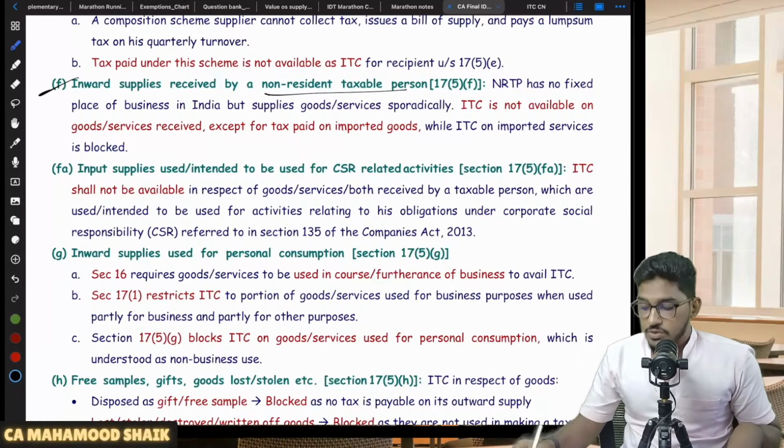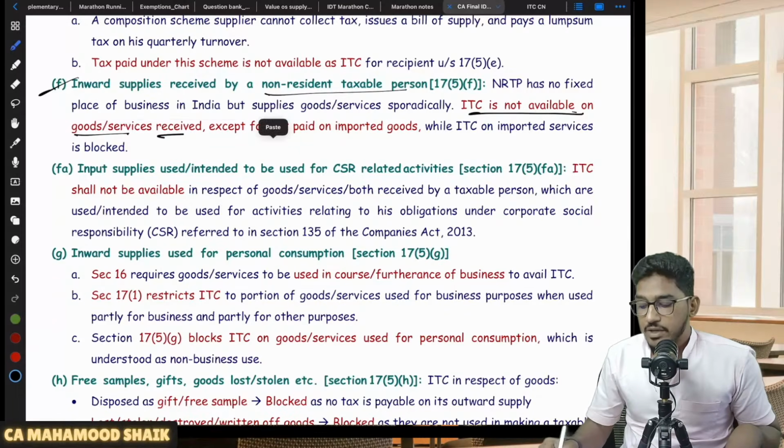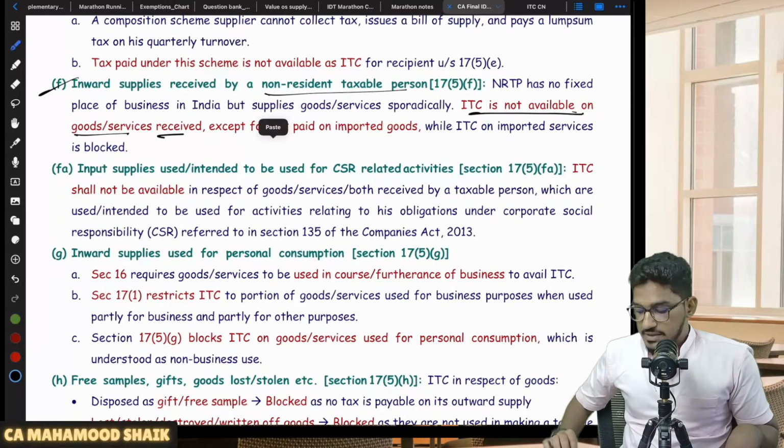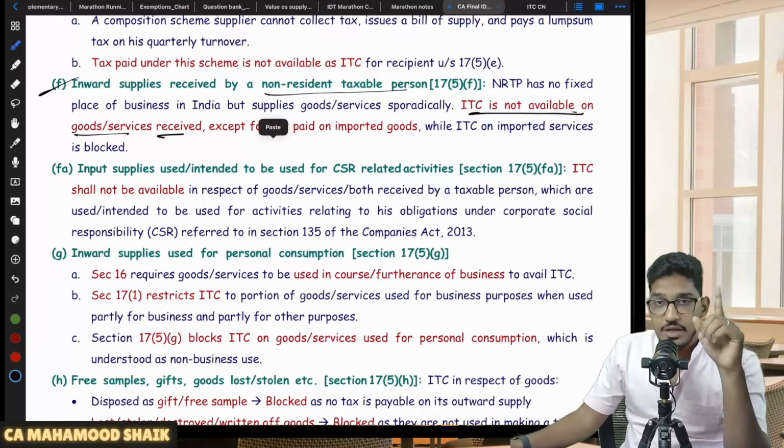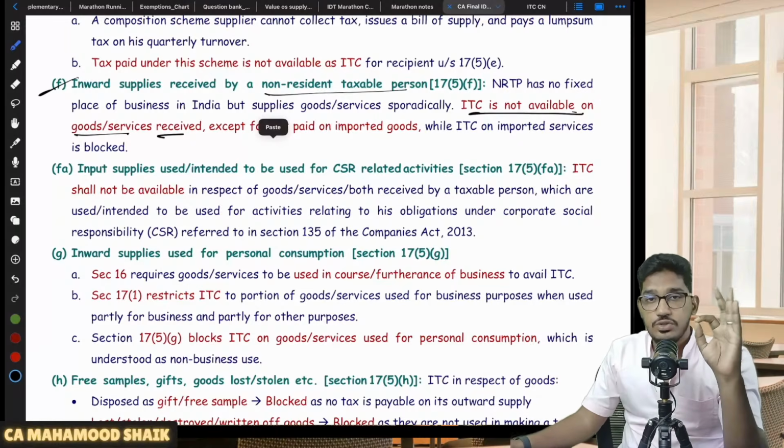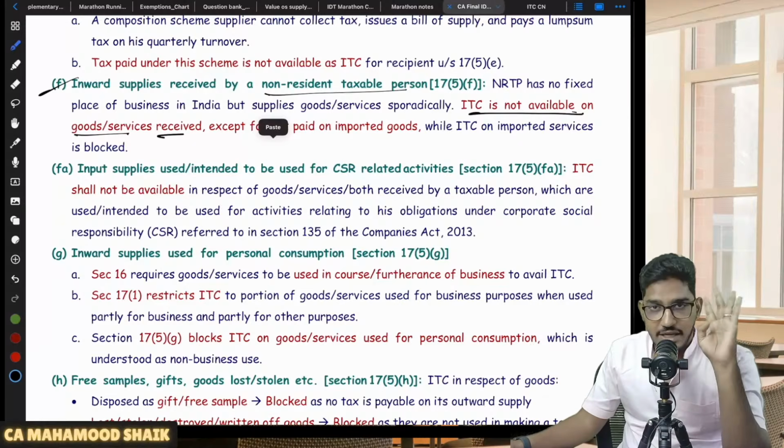An NRTP has no fixed place of business in India, so ITC is not available on goods or services received except for tax paid on imported goods. So if this NRTP is importing any goods, on imports also there will be IGST. So if he has paid any GST on the import of goods, on that only he can take ITC.